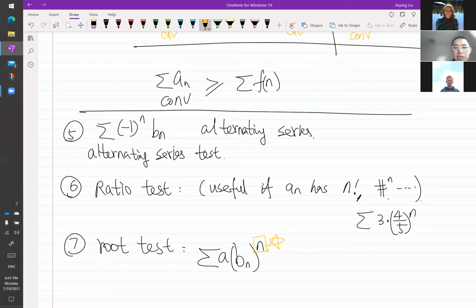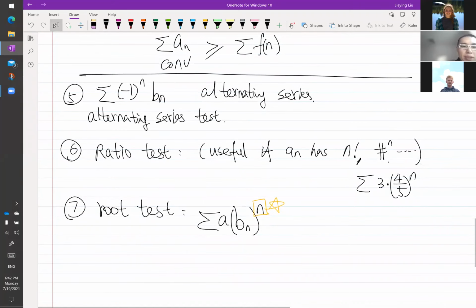So that's sort of like the key there, to have some n in the exponent. And then when you take the nth root, that exponent goes away, make it easy. If that doesn't work, you might want to try the integral test.